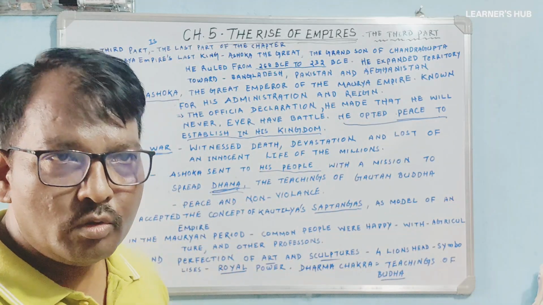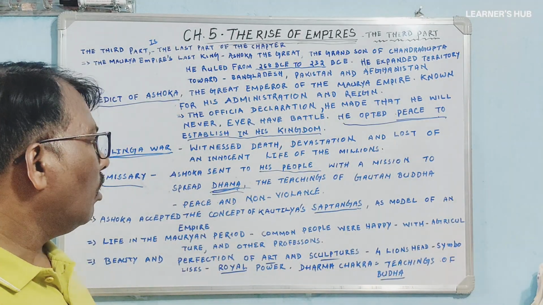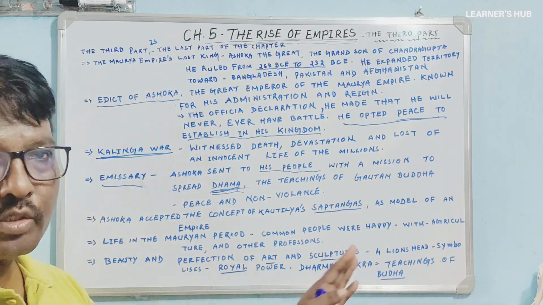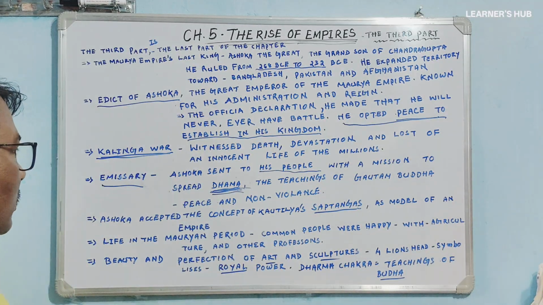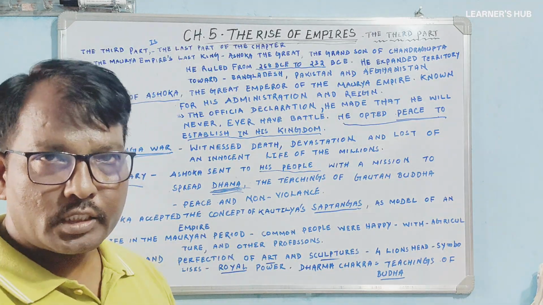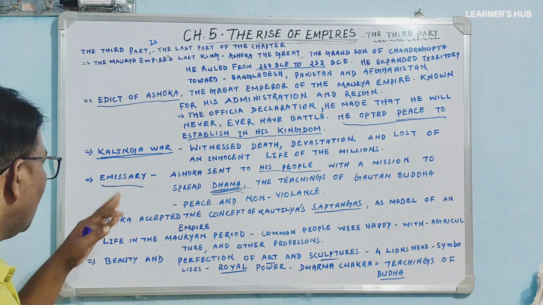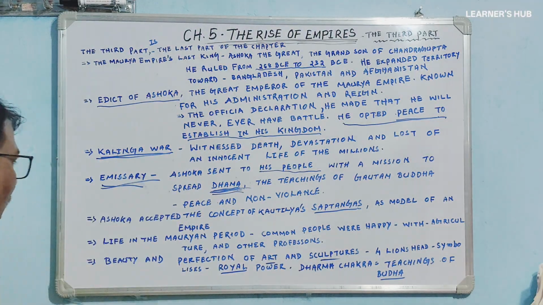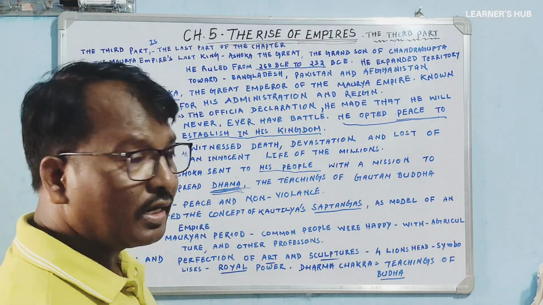Non-violence means not going against anyone, or not making a plot to destroy someone. That is the meaning of Dhamma or non-violence, and to establish peace and non-violence in his kingdom and in the neighboring countries and kingdoms. That is the meaning of emissary. And Ashoka accepted the concept of Kautilya's Saptangas.